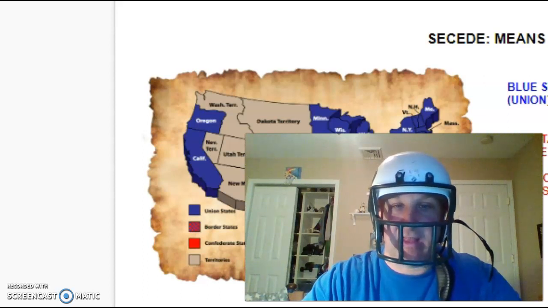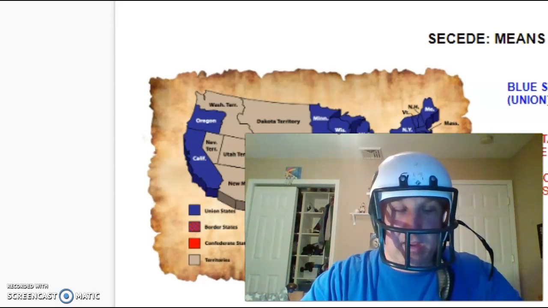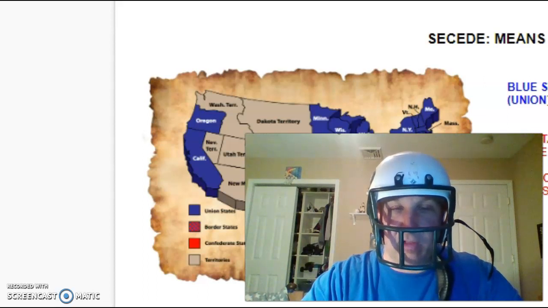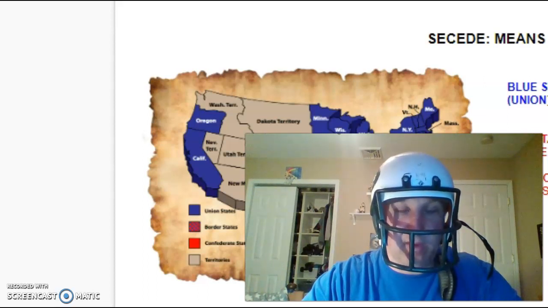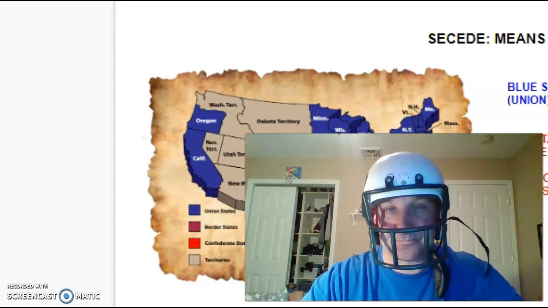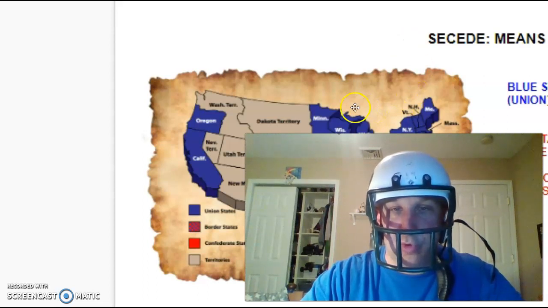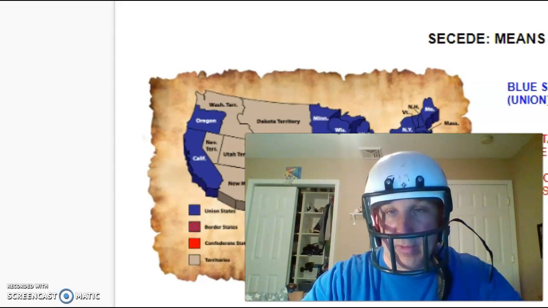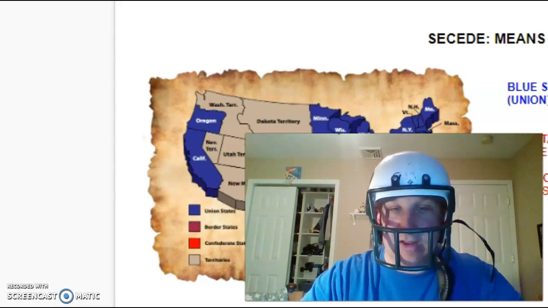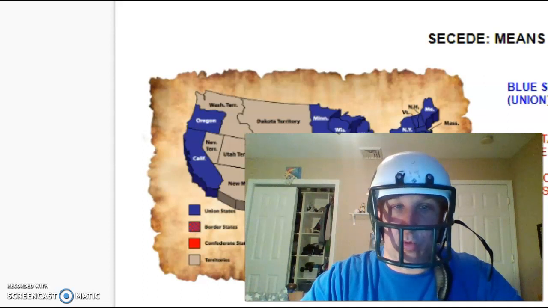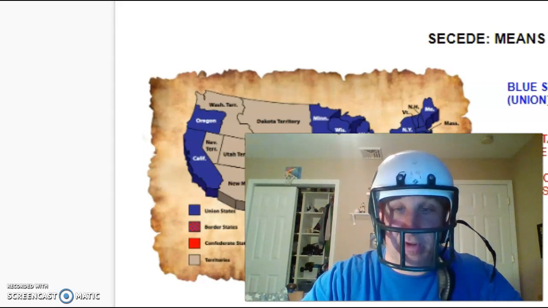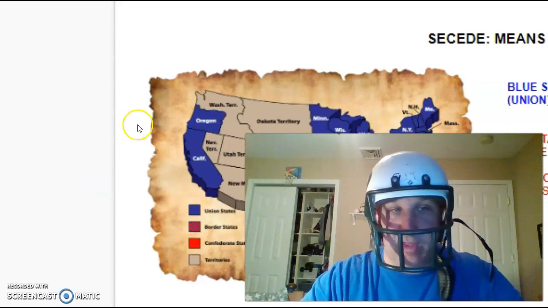The South seceded, and that's what's called breaking away. South Carolina decides that they don't want to deal with the North anymore, and so they break away. All right? So the blue states become the Union, or the North, still under Abraham Lincoln, and the red states become the Confederacy, or the South, under President Jefferson Davis. So that's going to give you some information there.